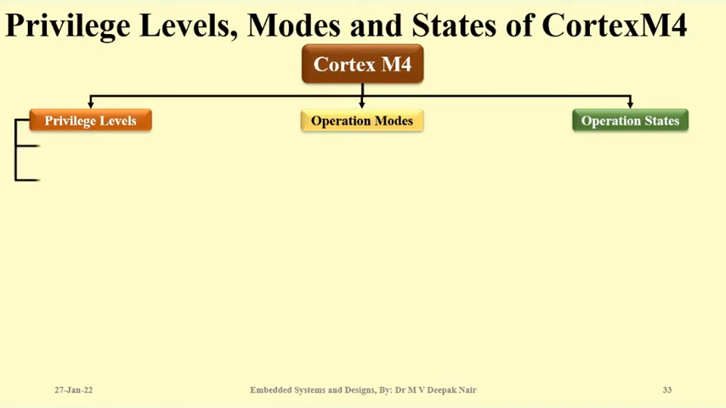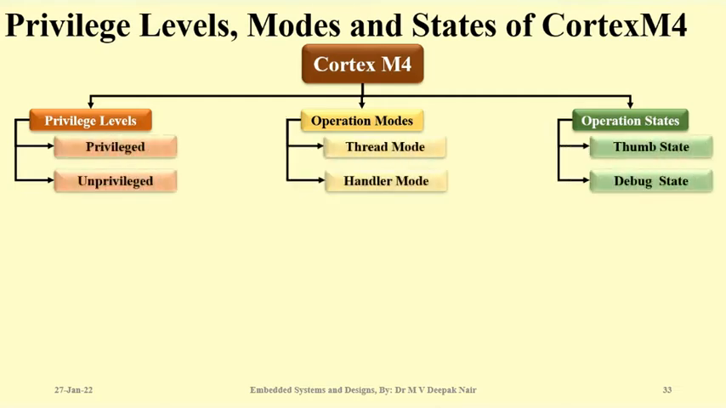I will show you in more detail in the next slide. But before that, what does that mean, privileged levels? So there are two different types of privileged levels: privileged level and unprivileged level. There are two modes in which the ARM Cortex M4 can work: one is thread mode, the other one is handler mode.